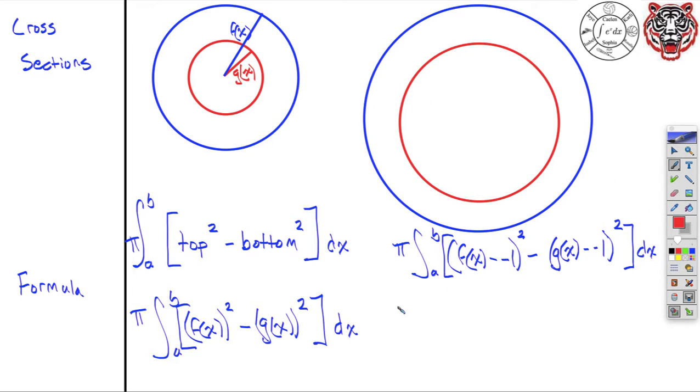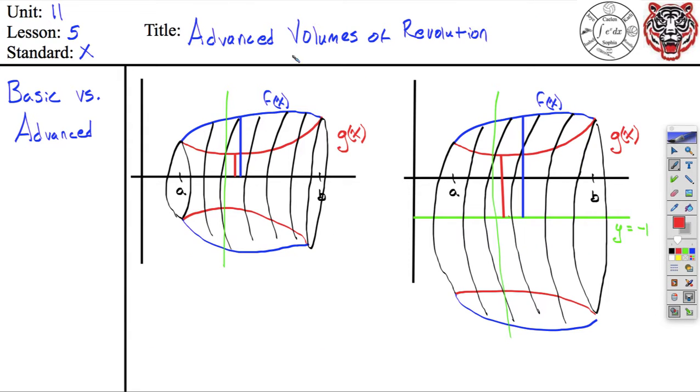And here it is. I'll put a star here to let you know this is important. It's going to be pi integral between a and b, and so we have to be careful about top and bottom, because sometimes I might be rotating around a line up here, in which case it's not going to be top minus bottom, it's going to be the outside minus the inside. So I'm going to change my terminology a little bit here.